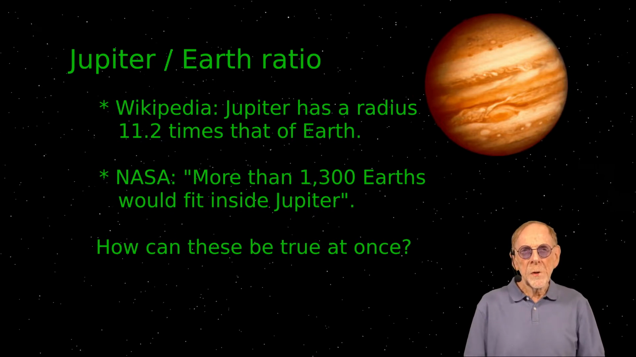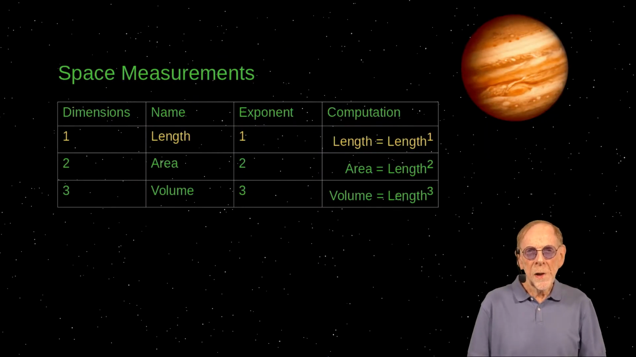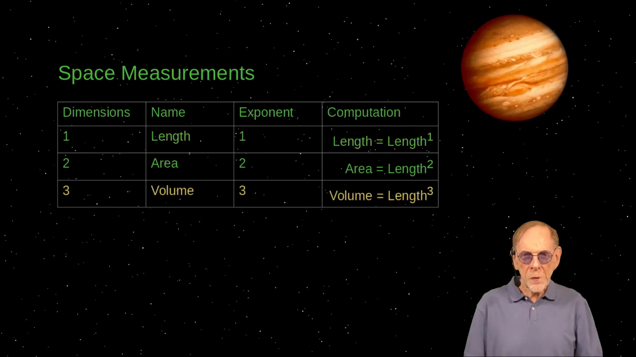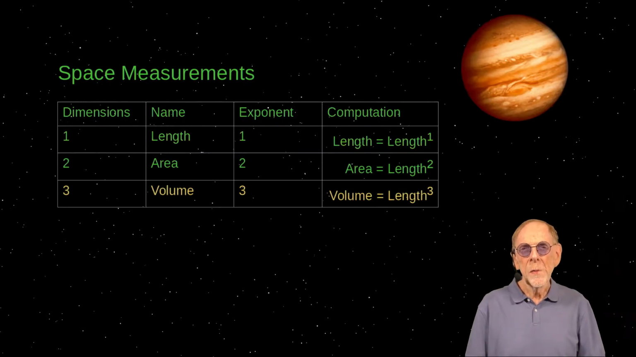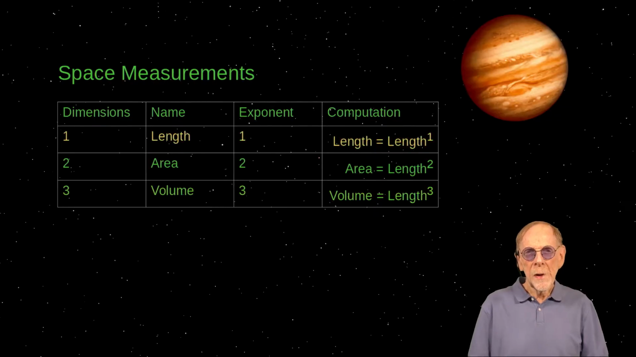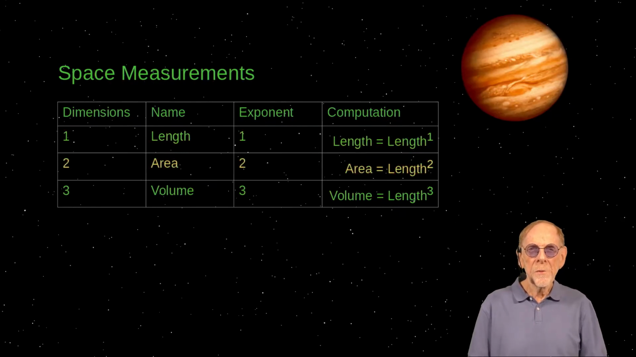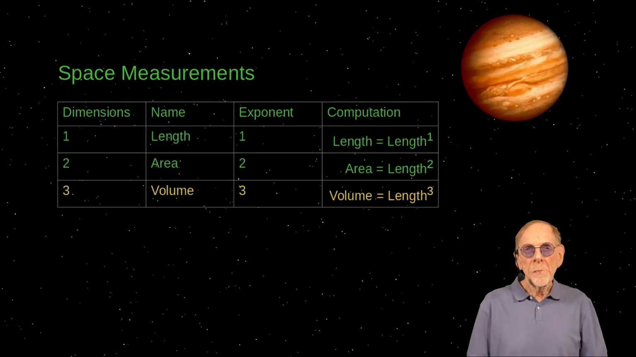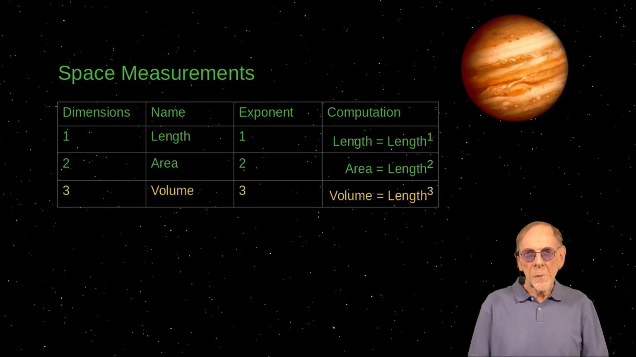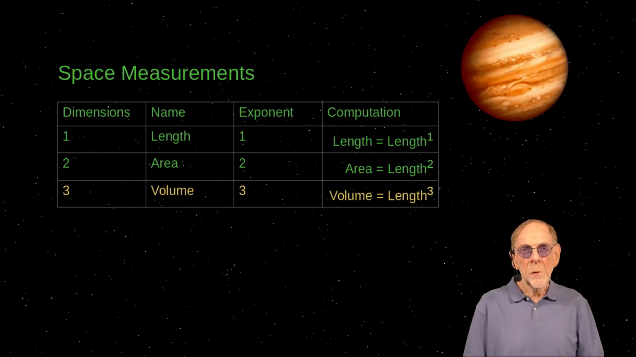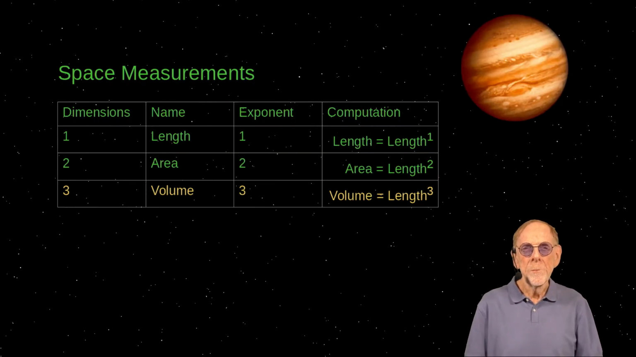The answer is they refer to different things. One refers to length, a one-dimensional measure, and the other refers to volume, a three-dimensional measure. Space measurements are ranked by the names we give their properties: length for one dimension, area for two, and volume for three dimensions. These measurements are also ranked by an exponent we use to compute the quantity we would get when using a one-dimensional argument.